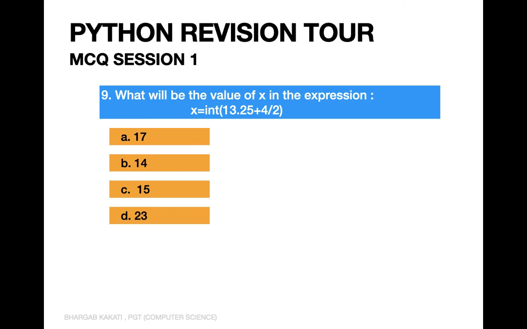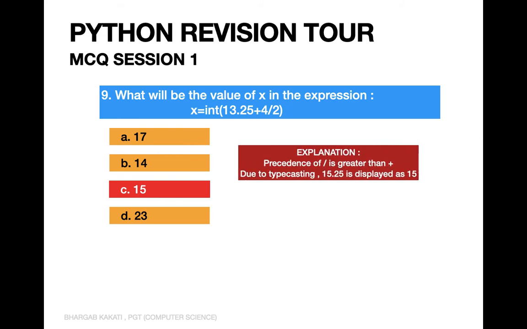But here the typecasting is done. That means I have enclosed the answer within the int function. So what will happen? The entire thing will be converted into int. So 15.25, if it is converted to int, I'll get what? I'll be getting 15. Hence the correct option is option C, that is 15.